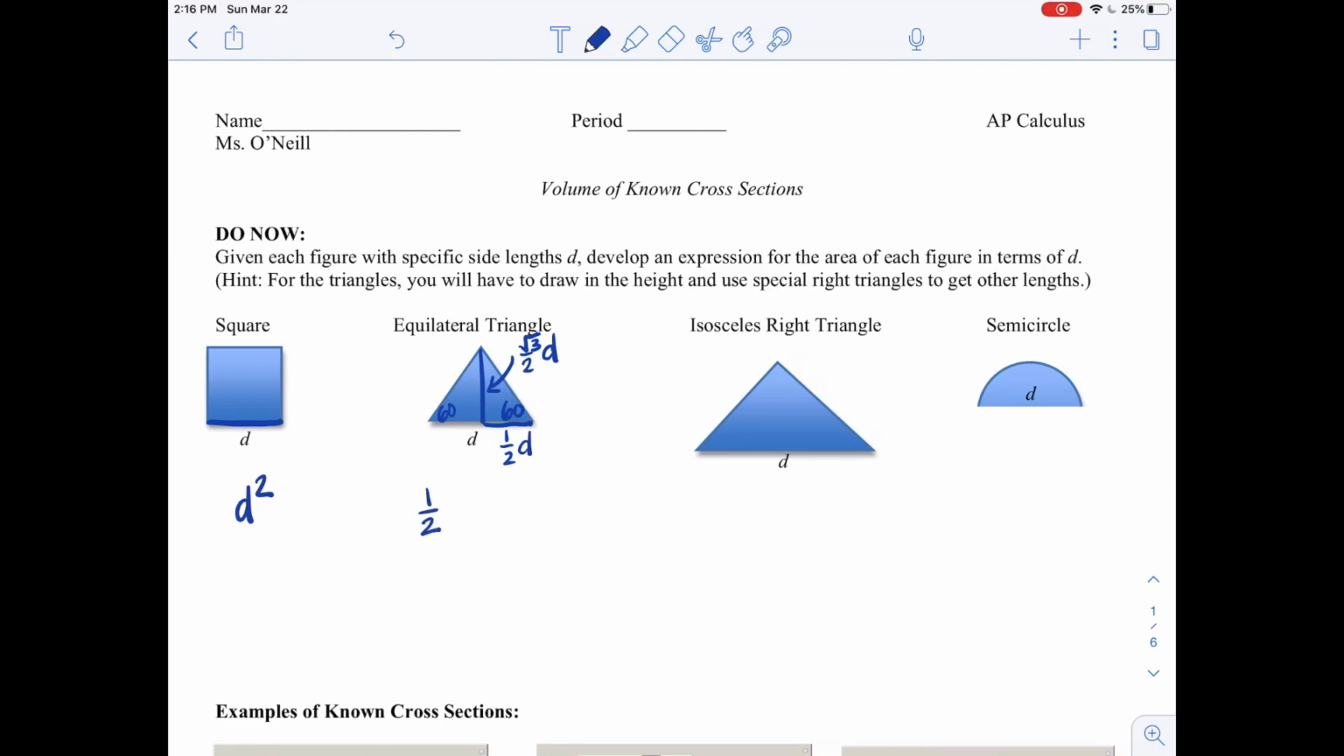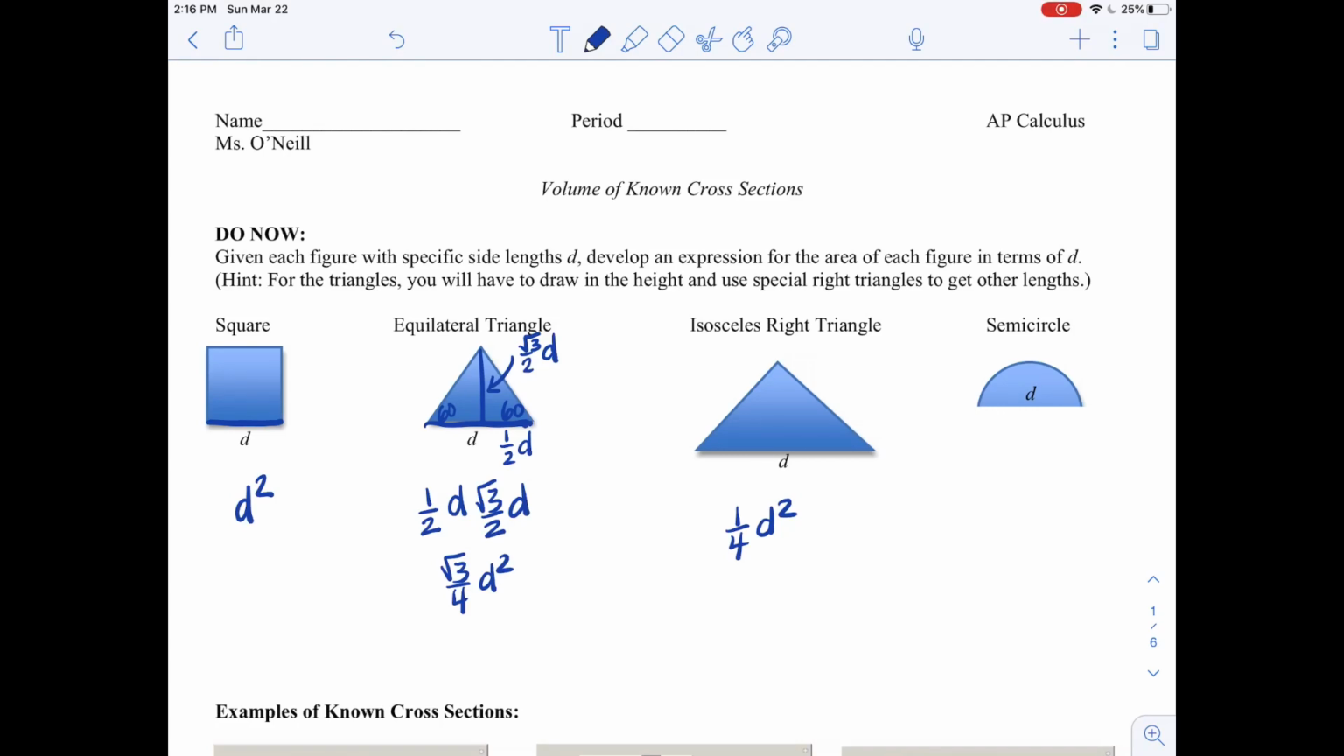And so therefore, if I do my whole area calculation, that's 1/2 the base of my entire triangle, which is d, times my height, which is radical 3 over 2 times d. That's how I end up with radical 3 over 4 d squared. I don't think you're going to see isosceles right triangle pop up all that often, but that one would come out to be 1/4 d squared if you just want to memorize that.